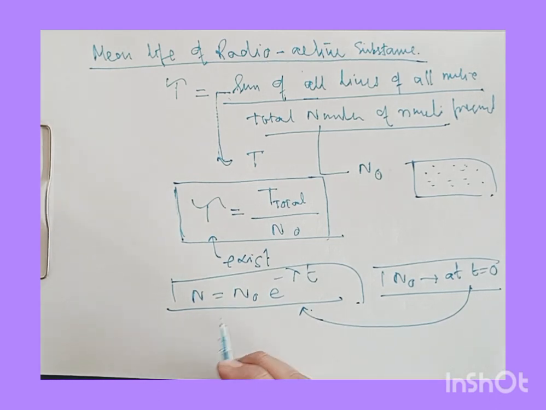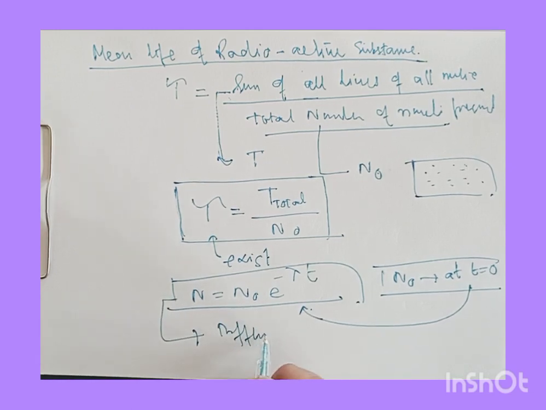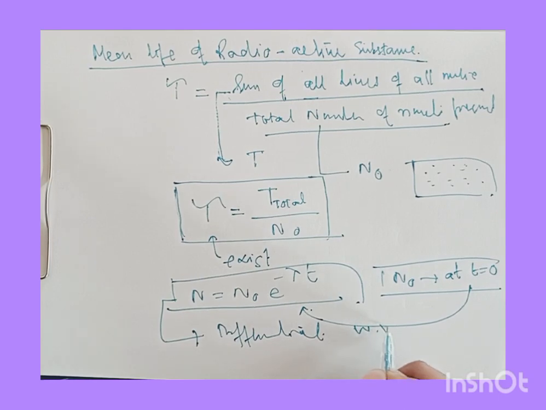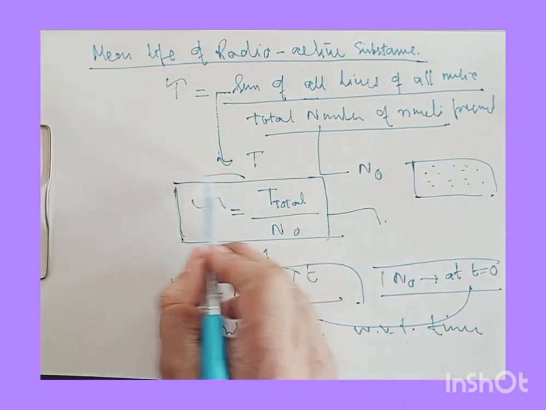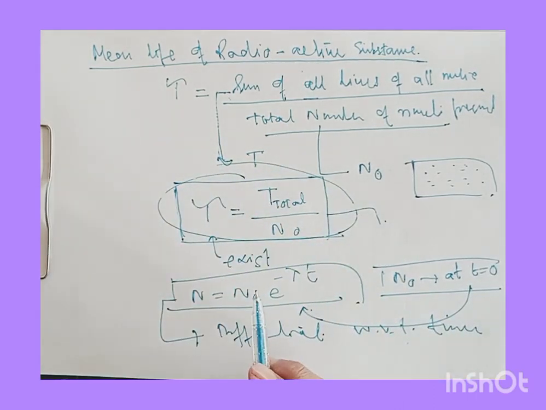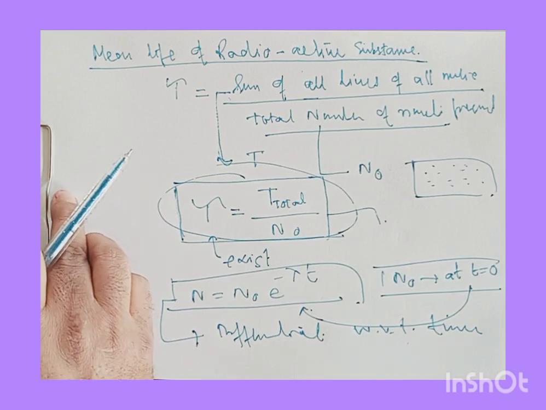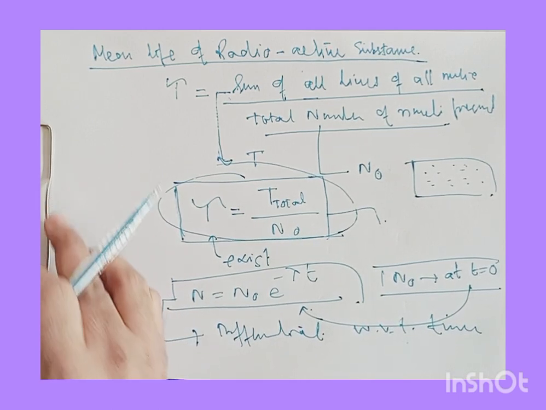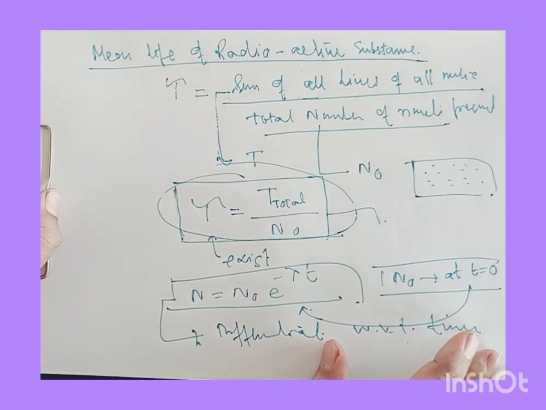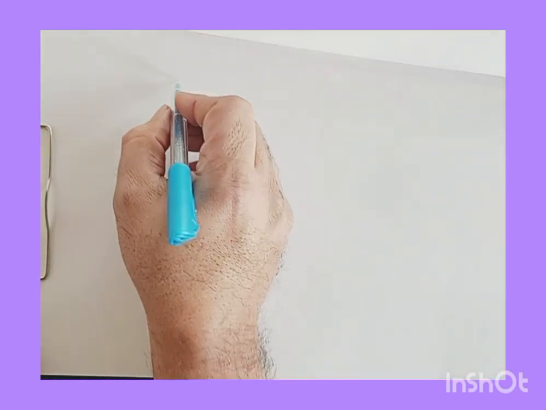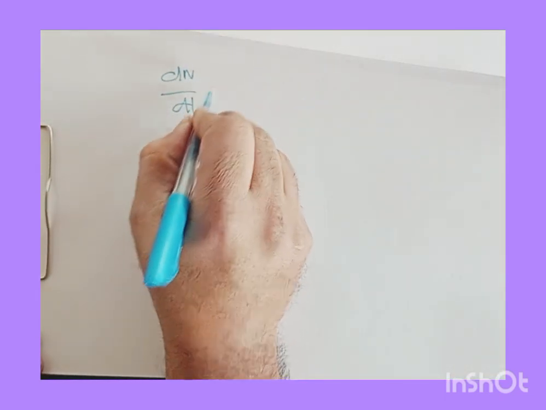Now, after some time t, we have the relation for decayed and undecayed nuclides. In this equation, I would like to differentiate with respect to time. The aim is to have an expression for the average lifetime of a radioactive substance. That means how much time the radioactive substance will take to get completely disintegrated into the daughter nuclides.